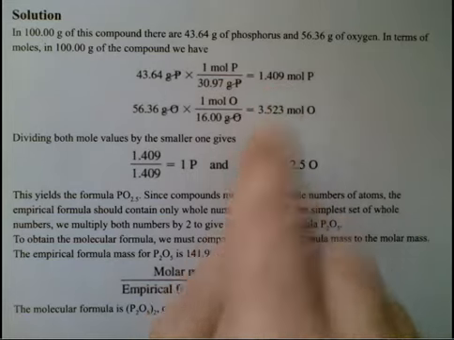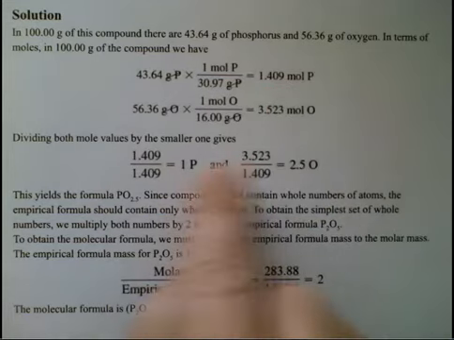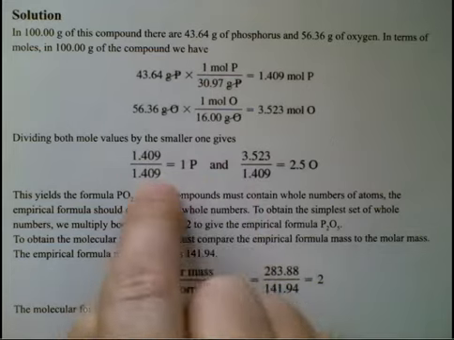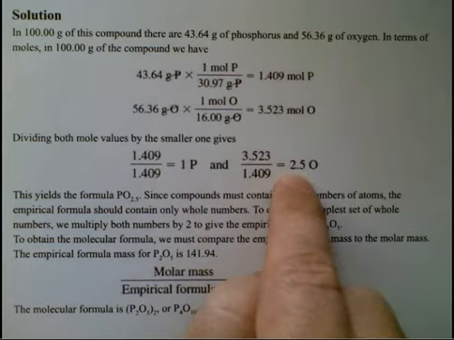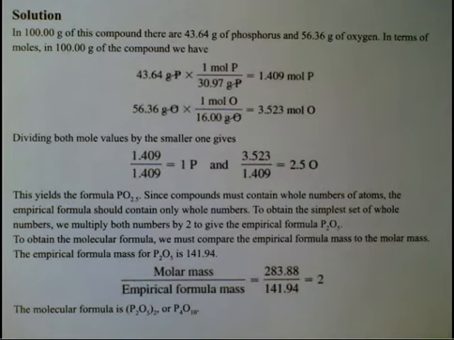Divide both mole values by the smallest mole value. Notice how we do that? We get 1 and 2.5. So this yields the empirical formula PO2.5. Since compounds must contain whole numbers of atoms, the empirical formula should only contain whole numbers. To obtain the simplest set of whole numbers, we multiply both numbers by 2 to give the empirical formula of P2O5. And P2O5 will be our final correct empirical formula.